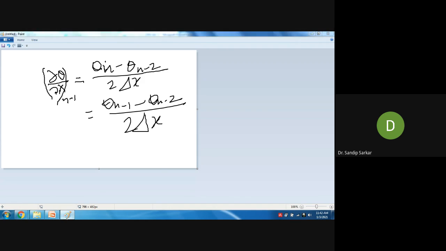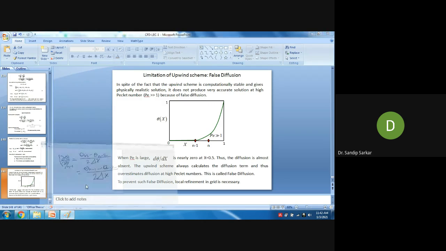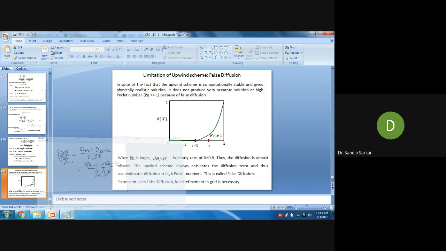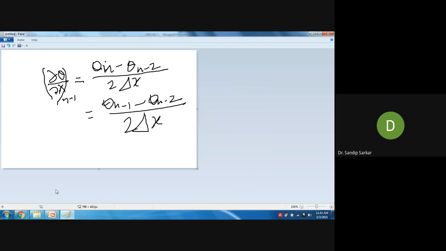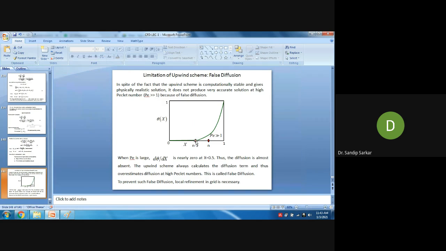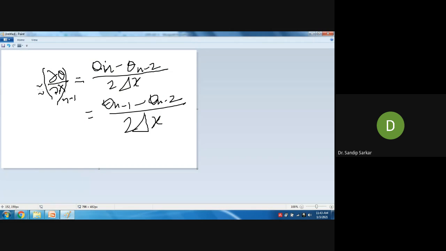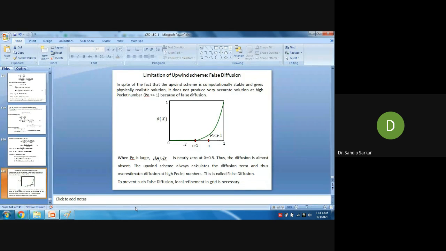That means although del theta del x is nearer to 0 at theta n minus 1, the upwinding scheme always calculates theta n minus 1 by this finite difference method. Right? So although it is nearer to 0, the upwinding scheme always calculates the diffusion term, del theta del x. It is not exactly calculating the diffusion term, but overestimating it. Although del theta del x is equal to 0 at theta n minus 1, with the upwinding scheme we are forcing the calculation of del theta del x at a point where it is 0, at the midpoint of the grid for a very high Peclet number flow.